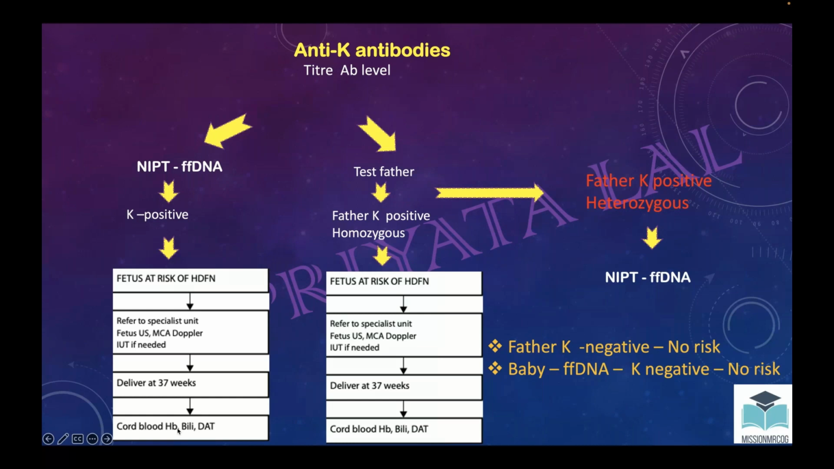Again the same: if the father is K negative, or if by FFDNA we find the baby is K negative, then we are happy. If the mother has the antibody, it is not going to affect our baby at all. So this is a sum-up of anti-K antibody. So that's all I have to say about anti-red cell antibodies. Before I move to the anti-D guideline, does any one of you have any question?